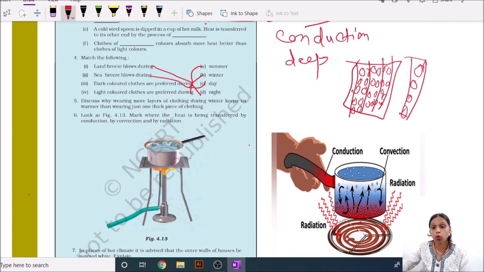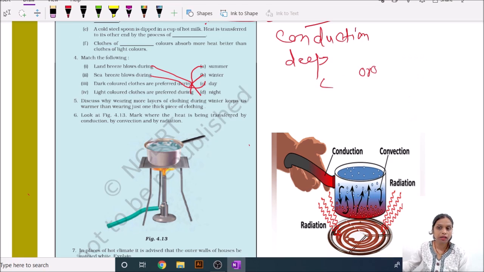That's why it does not allow heat to escape out through the body, and that's why the temperature that is present on your body would remain, it does not go out through your body. That's why whenever you wear more layers of clothes in winter season, you feel warmer than with a thick layer. Okay, then I come to our next question.